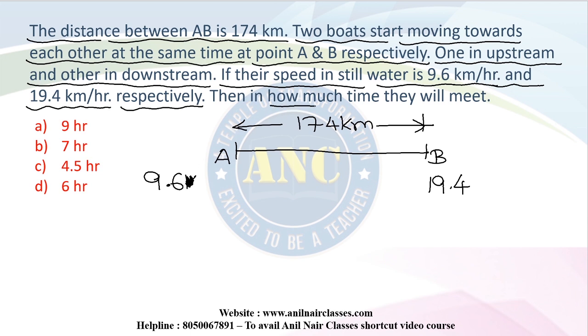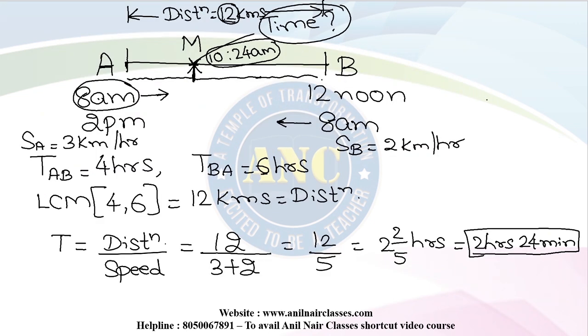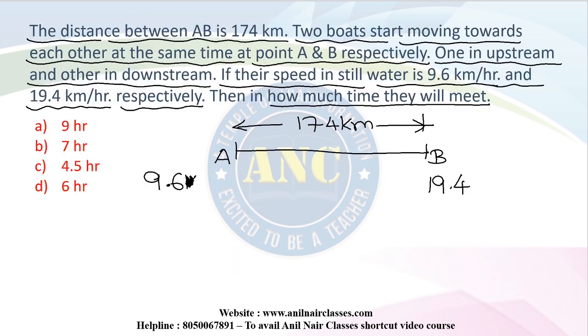Then in how much time will they meet? How much time will they meet is exactly similar to what we discussed in the train problem. In the train problem, we calculated in how much time they will meet: 2 hours and 24 minutes. We also calculated what the time was at that point: 8 a.m. plus 2 hours 24 minutes, 10:24. But in the boats and streams problem, they are not asking what the time is. They are just asking in how much time they will meet.